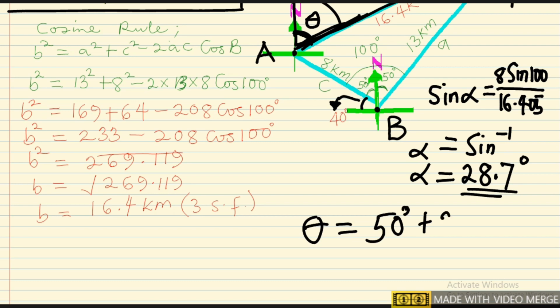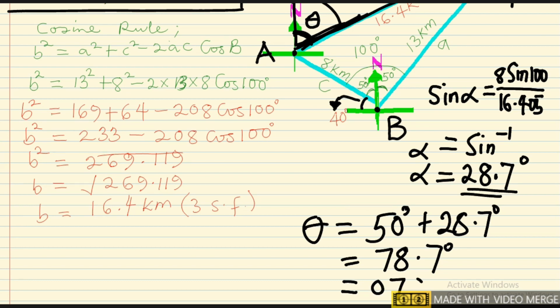So the theta, the angle we are looking for, is equal to 50 degrees plus 28.7 degrees, and that basically gives us 78.7 degrees. Since we are writing our bearing, the required bearing is in 3 digits. You can write it as 079 degrees, approximately to the nearest whole number. Okay, that is that.